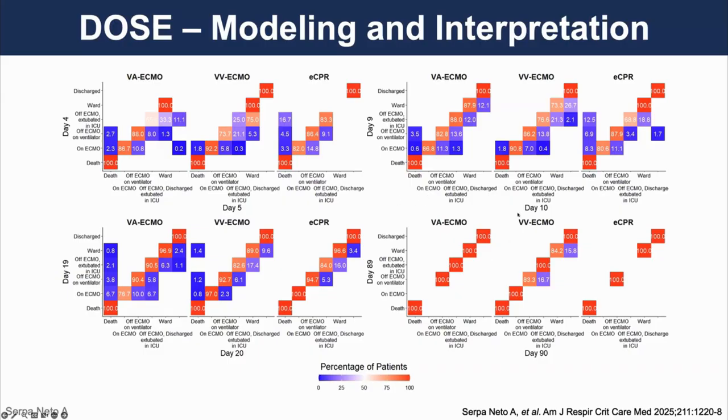odds ratio. You can see here that for day 90, the transition is almost none, because most of the time the patients have already reached their final outcome. And as we said, death and discharge are absorbing states. They were always 100%, patients cannot change.